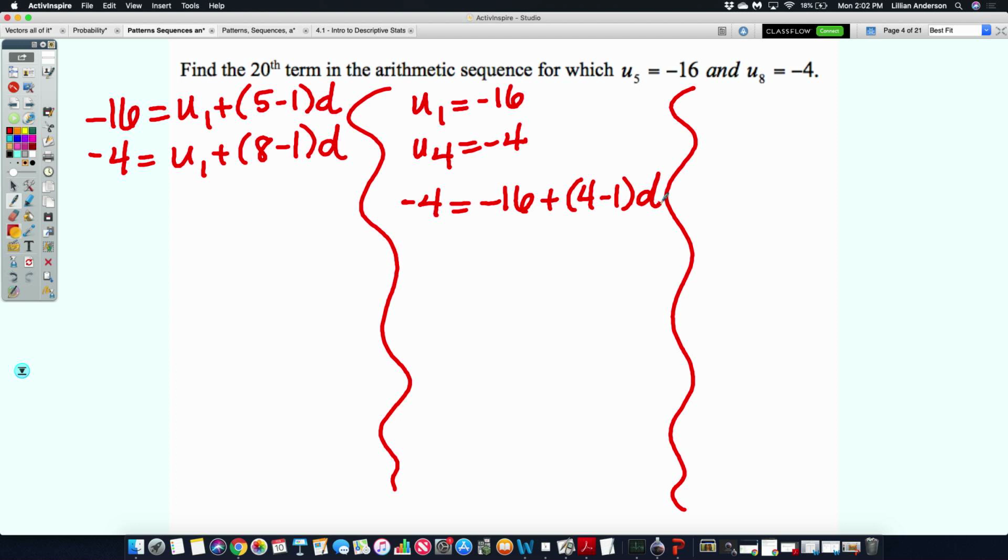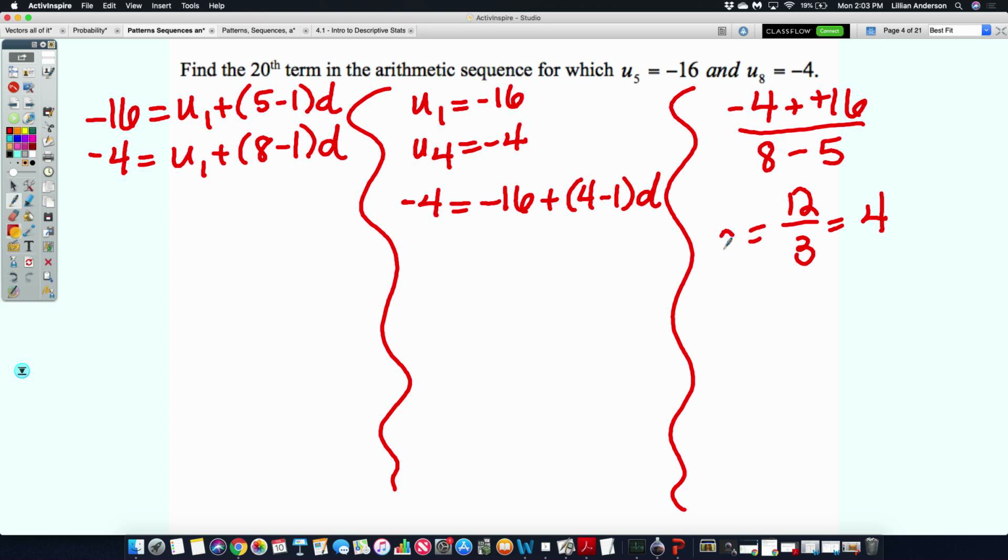Another way that you could have had it done, you guys remember that shortcut I showed you? You subtract the terms, and then you divide it by where they're placed to find your common difference. Two negatives make a positive, so that becomes positive 12 over 3. So your common difference is 4. This trick right here helps you figure out the common difference. And then you can use that to find your first term.